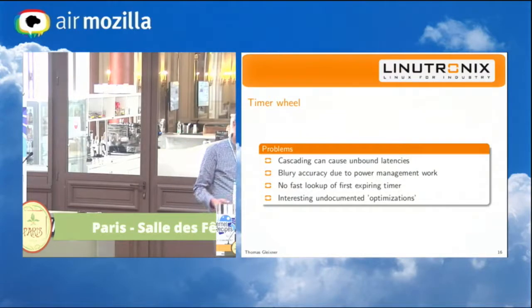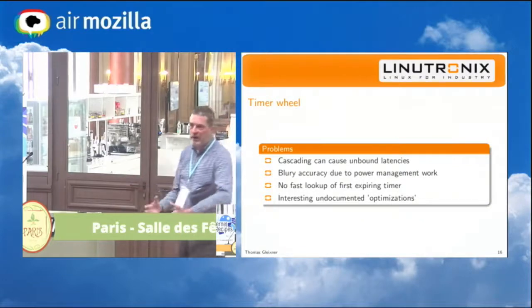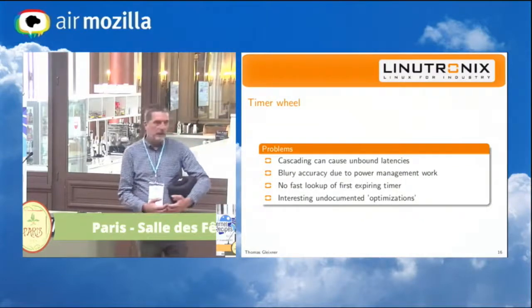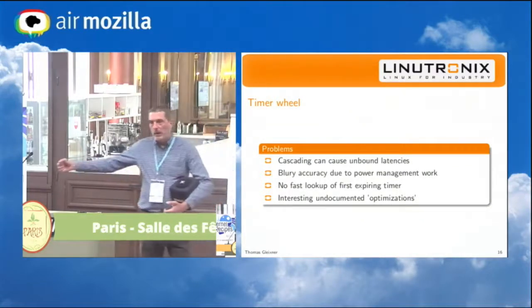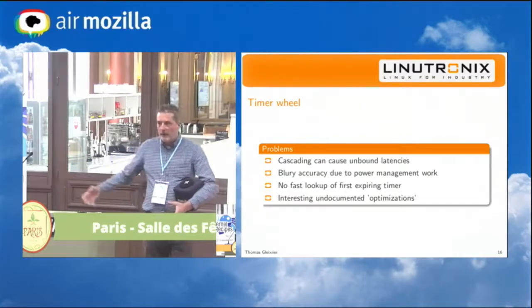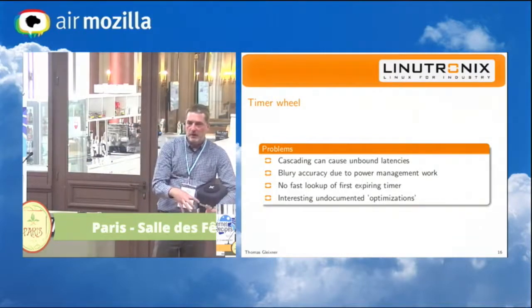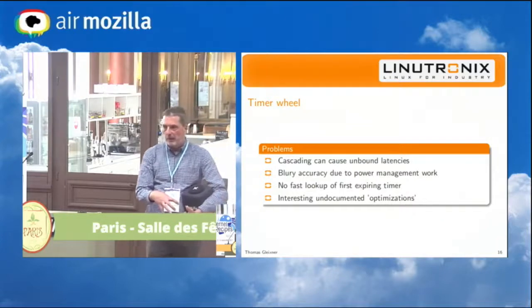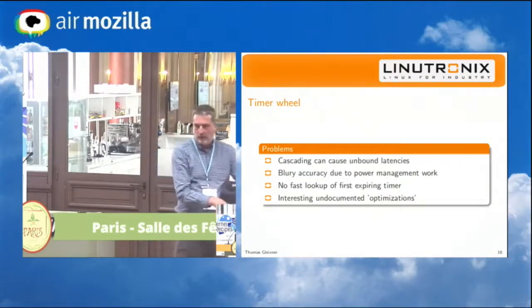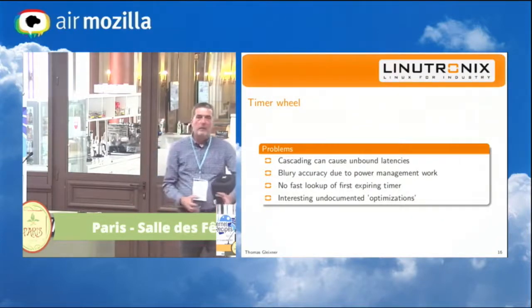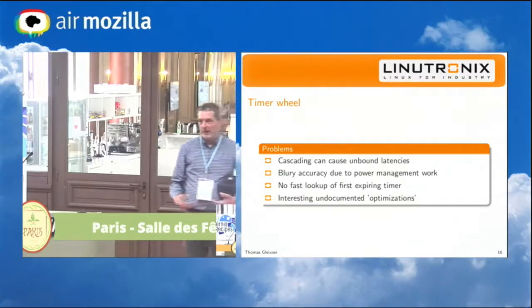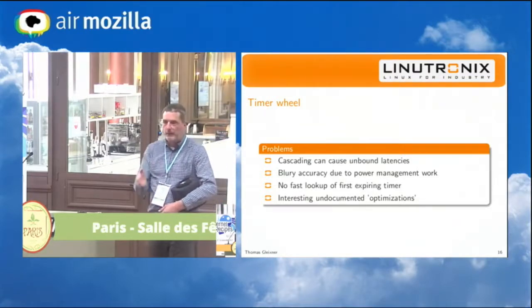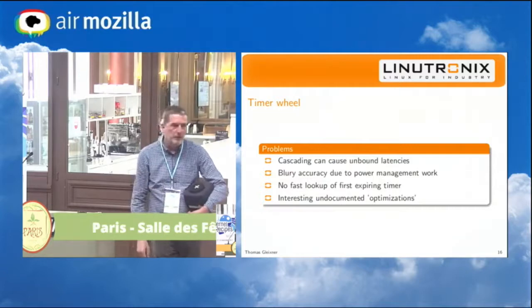The accuracy itself was already blurry in the timer wheel because the power management people tried to batch timer expiry. That means the further away the expiry time went, they tried to collapse timers into one expiring bucket. So it was already not a precise expiry experience, except for all timers which fit in the first wheel.